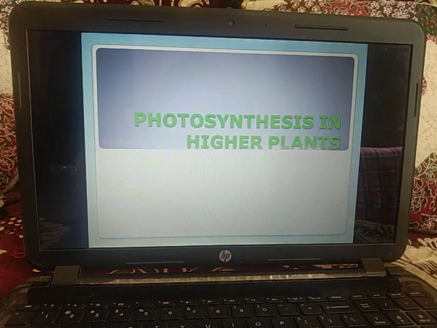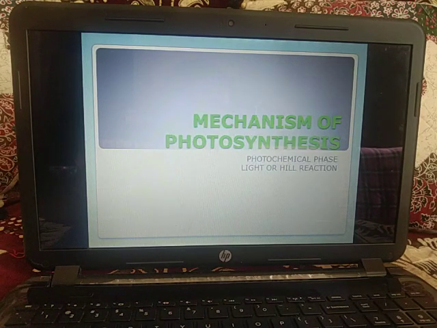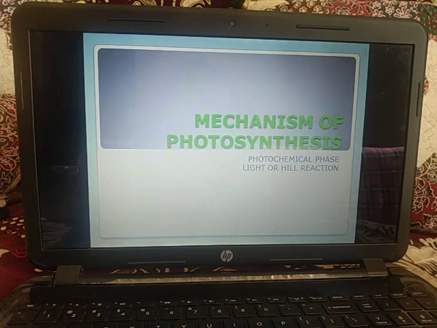So we are doing the lesson photosynthesis in higher plants. Today we are going to discuss the photochemical phase, that is the light or Hill reaction. That is included under the mechanism of photosynthesis. Under the mechanism of photosynthesis we will discuss the light and dark reaction. In this part we will discuss the light reaction.